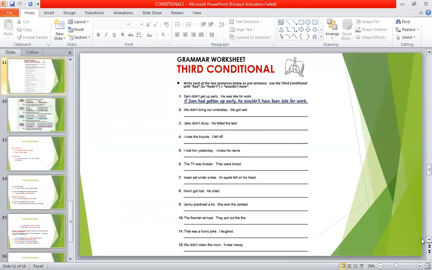This is an exercise for third conditional. Sam didn't get up early. He was late for work. Here the sentence is talking about the past. The past can never be zero, first, or second conditional. The past, so it's third conditional without hesitation.